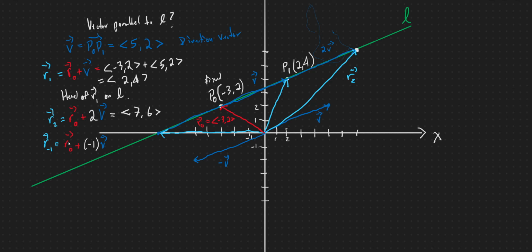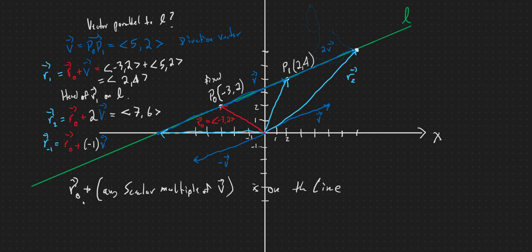So let me write here, r naught plus any scalar multiple of v is on the line. And even more so, this goes in the other direction. Any point on the line looks like r naught plus some specific scalar multiple of v.